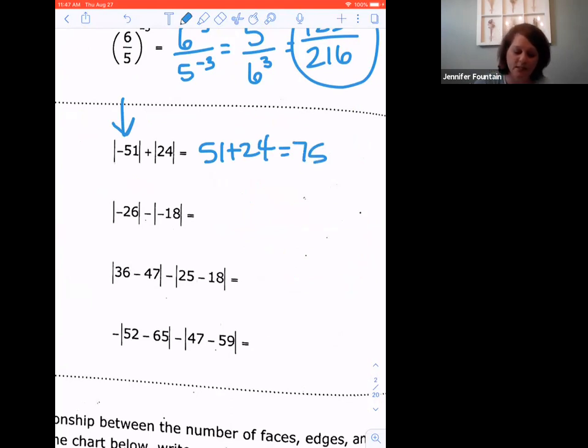Negative 26 becomes positive 26 minus negative 18. The absolute value is 18. And 26 minus 18 is 12.